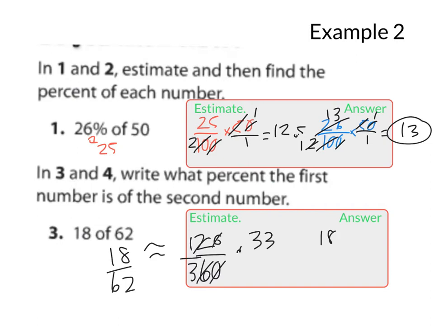So when actually doing it, 18 divided by 62 will give you a decimal for what number 18 is of 62.